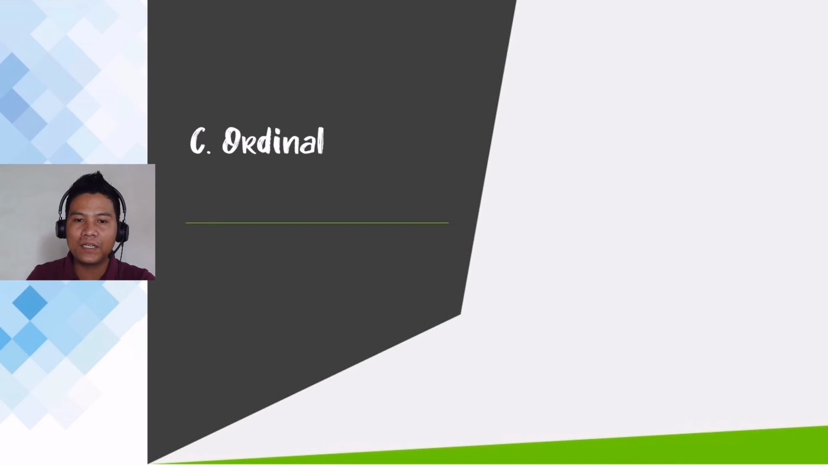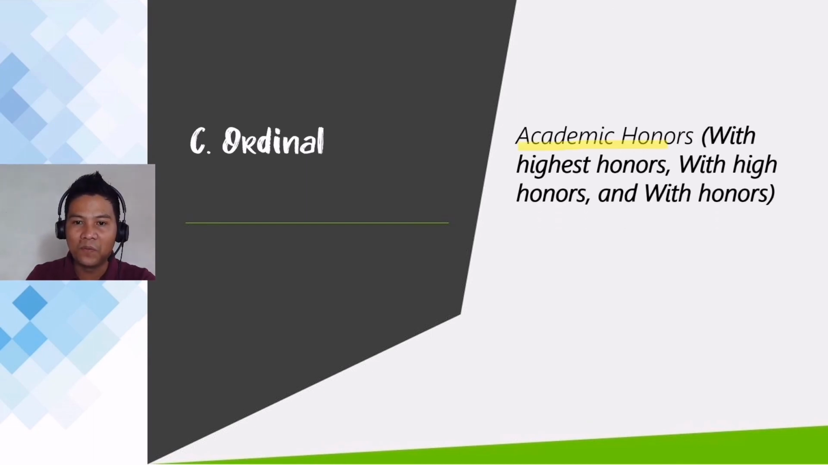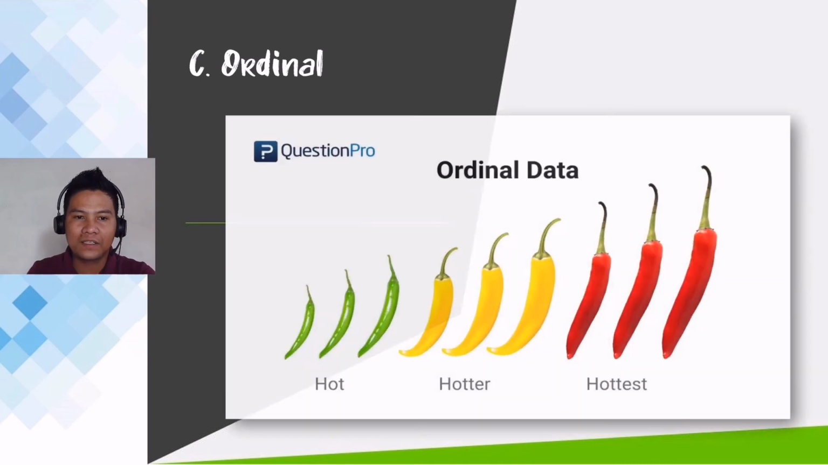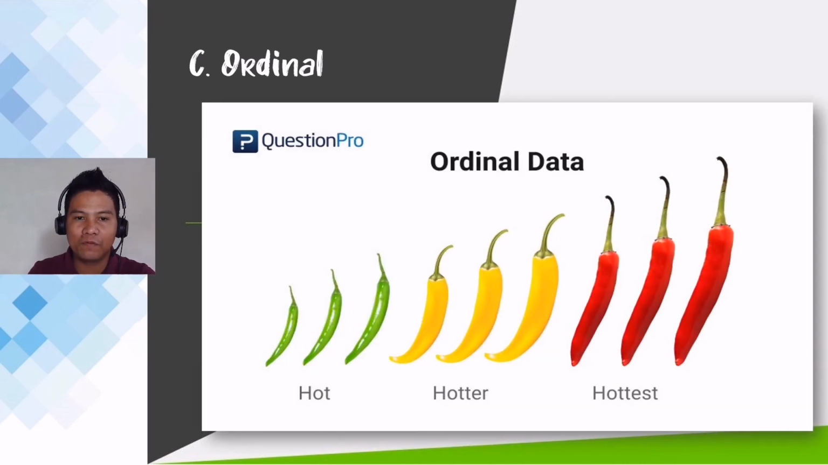Another example is the academic honors. We have with highest honors, with high honors, and with honors. So there is a certain rank. That is why it's called ordinal. Let us consider this example from QuestionPro, the ordinal data. Okay, we have here from hot to hotter and hottest. So there is an order.